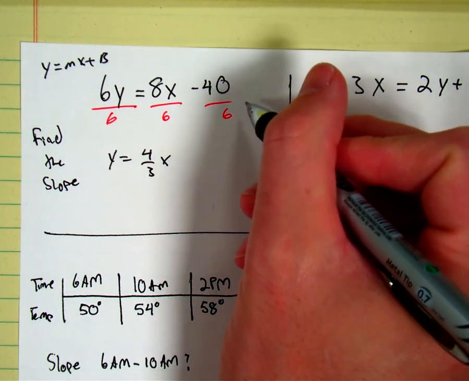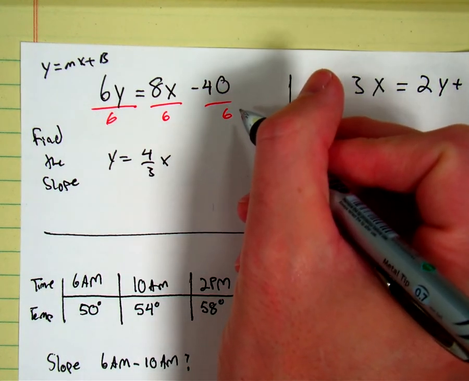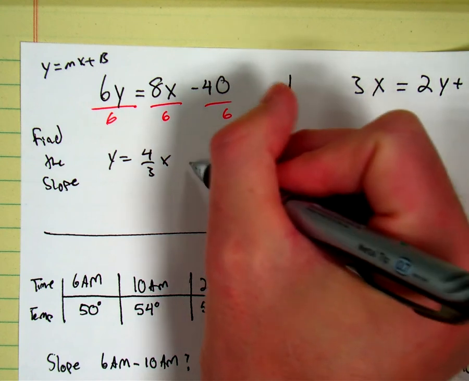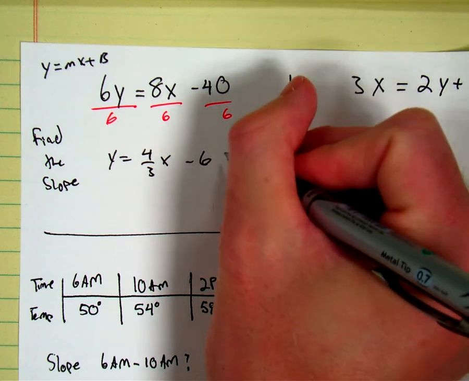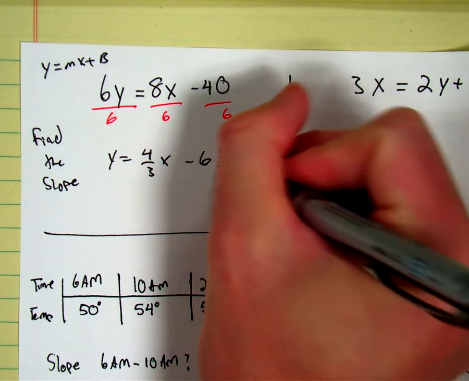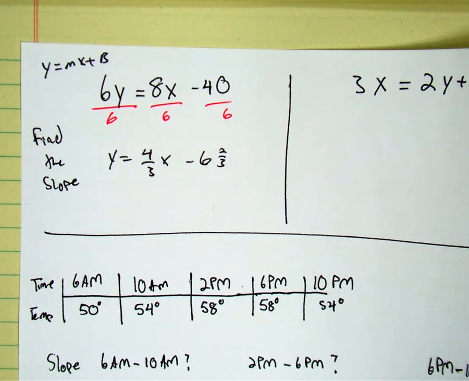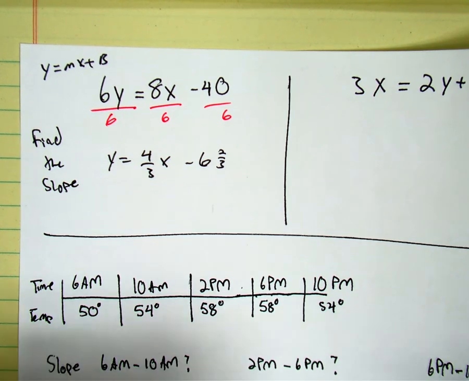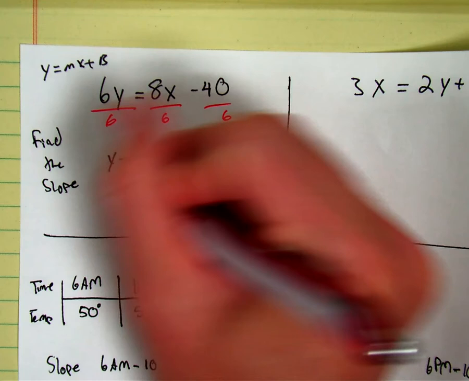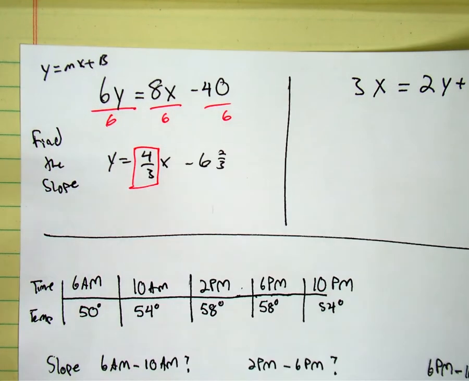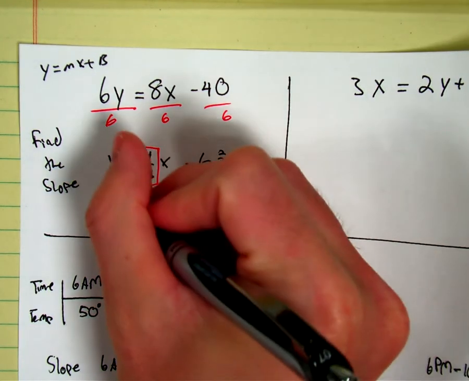This isn't going to really matter. 36 would make it negative 6. We'd have 4/6 left over, or 2/3. That doesn't really matter. All we're looking for is the slope. The slope is 4/3.